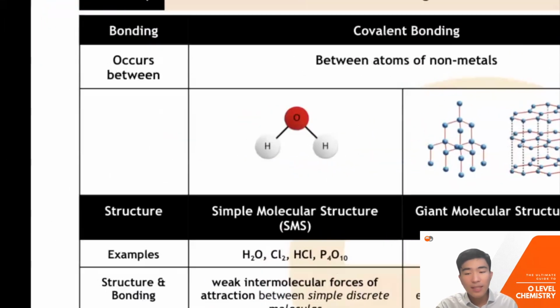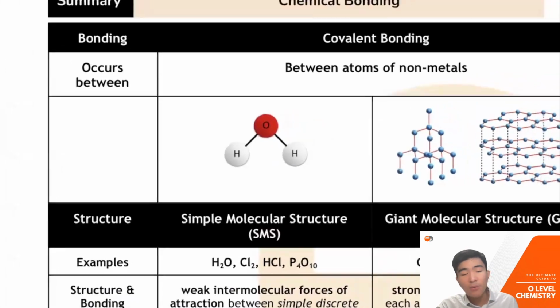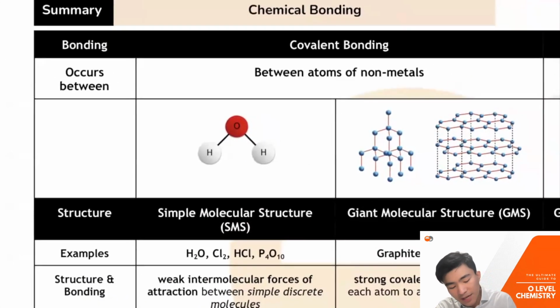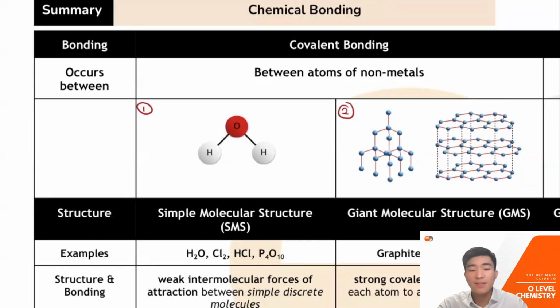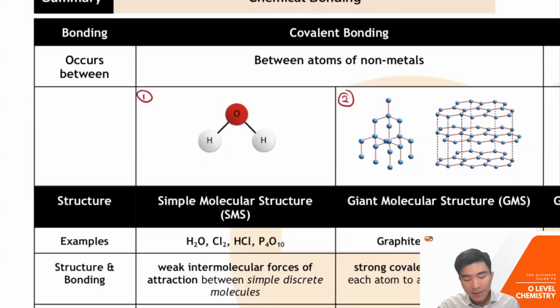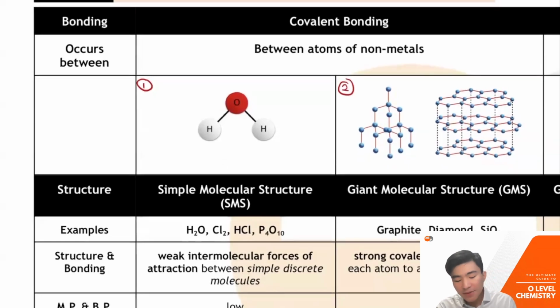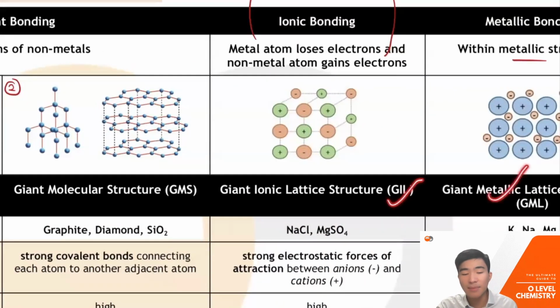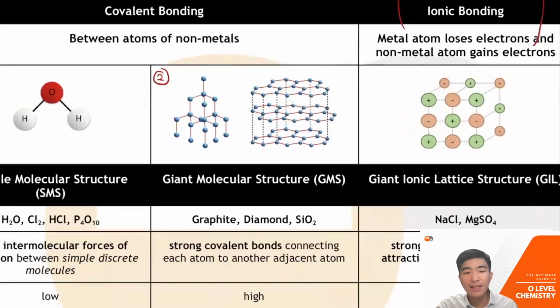Now, under covalent bonding, there are two main structures that we learn. One is known as the simple molecular structure, and the other one is known as the giant molecular structure. Some schools call it the simple covalent structure or giant covalent structure. Both are the same thing, so you can use whichever term you are more comfortable with. You have noticed that I've also abbreviated simple molecular structure to SMS, giant molecular structure to GMS, giant ionic lattice to GIL, and giant metallic lattice to GML. This is to help you remember.